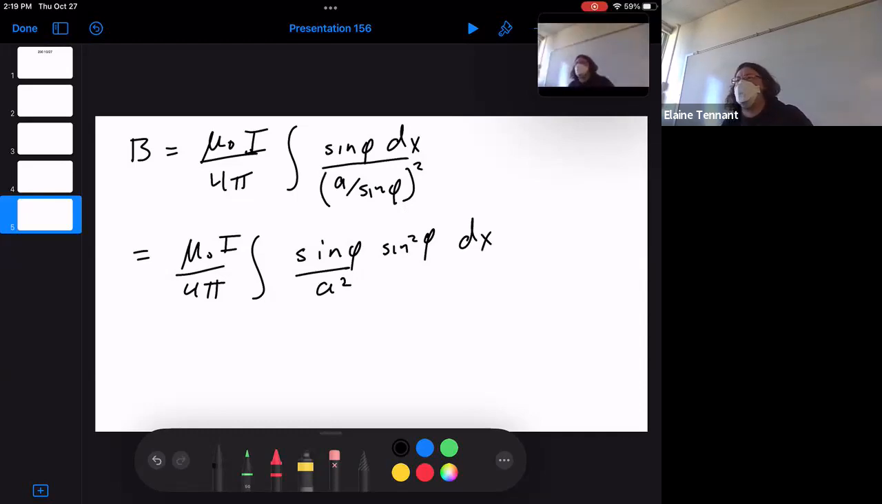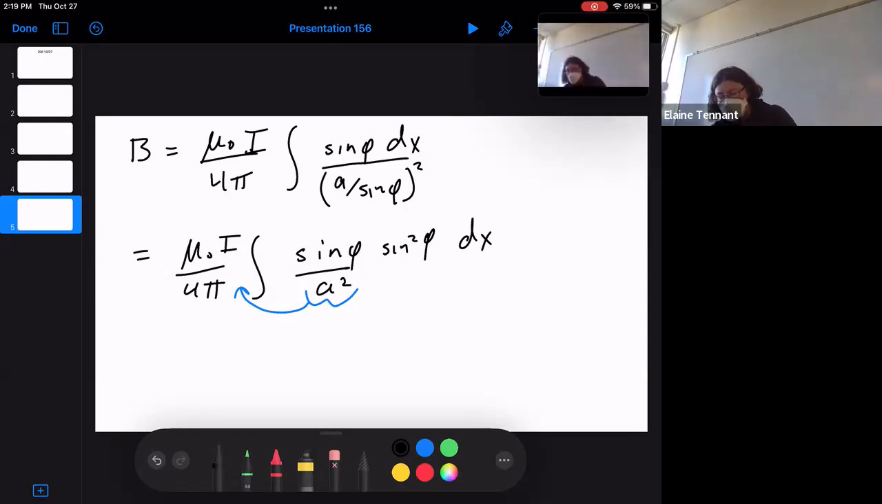Did that make everyone happy with that? Okay. Looking at this, I'm totally going to make that a sine cubed of phi. Just give me a second there. That a, is that a constant or a variable? It would be a constant. So we can take the a outside. Excellent. And then the last thing, I have a dx and I have a phi.